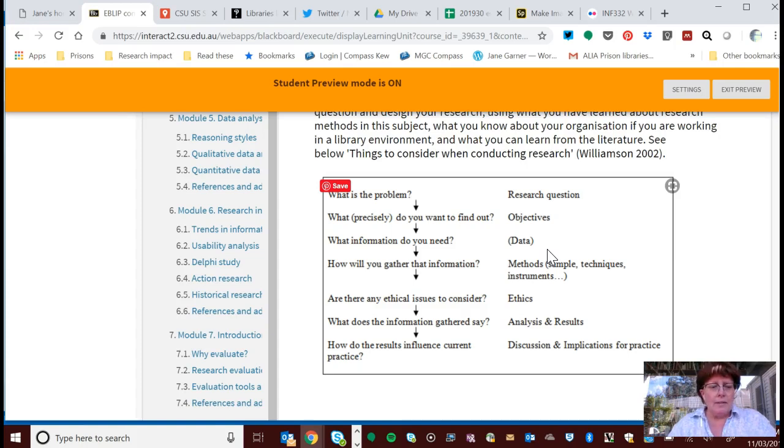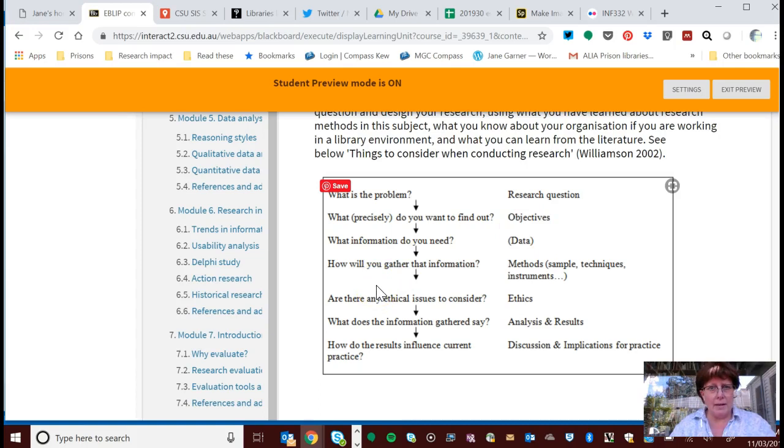I might get some data about budgets within them. Do they have budgets? How much money have they got? I might get some data about how many libraries in Australia and juvenile justice facilities are actually run by librarians. So all sorts of bits and pieces of data that I could pull together to be able to answer my research question and meet my research objectives.